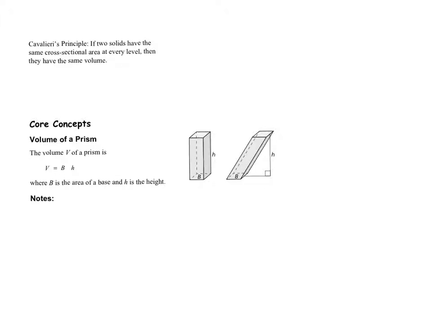This principle states that if two solids have the same cross-sectional area at every level, then they have the same volume. So for example, if you look at these two figures down here, if you take this prism and you just slant it, that's not going to change the volume. It's still going to have the same volume because at each cross-sectional level, it's going to have the same area.